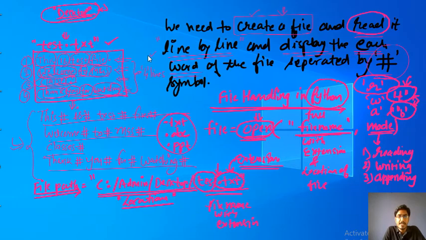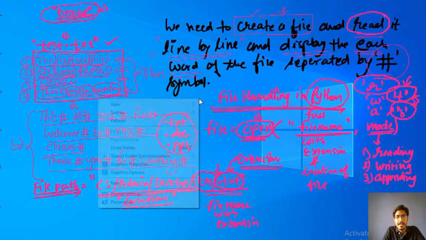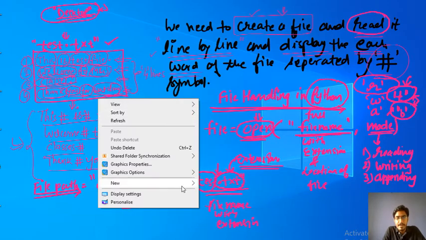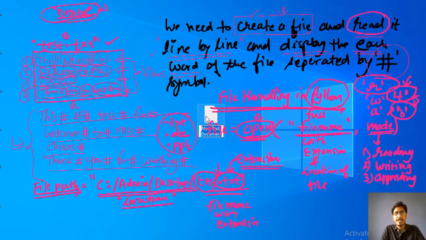Let's suppose this is my desktop, you are seeing the blue color in the background. Now to create a file I will go here and create a new file by right clicking. It will open a menu like this, then go to New, and then you just click on Text File, and here you will write the name of the file.